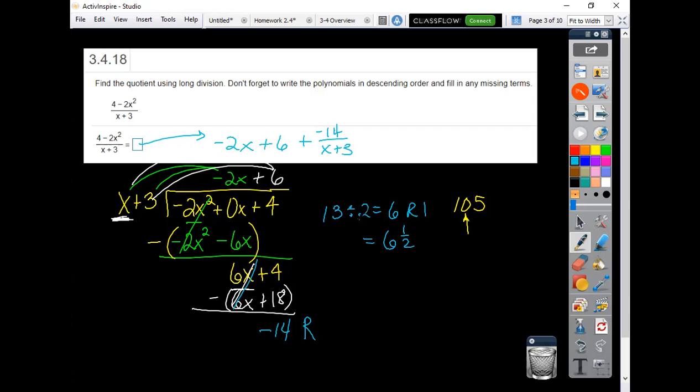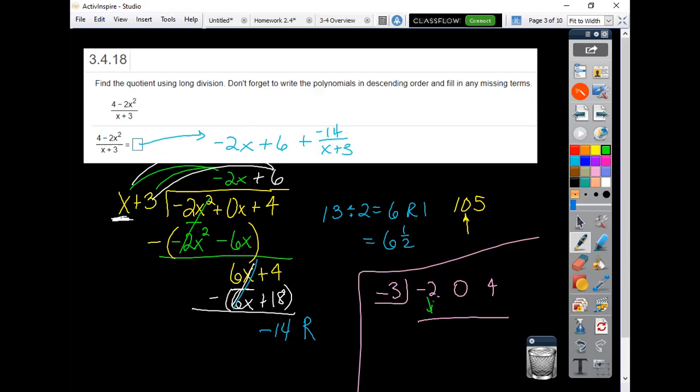Let's see how it looked if we did it in the synthetic division. So let's set that up over here in the corner quick. When does x plus 3 equal 0? When does this x plus 3 equal 0? Negative 3, that's what comes out here. Now I'm going to look here because you want these in standard form. So it'd be a negative 2, a 0, and a 4 for my setup on my synthetic.